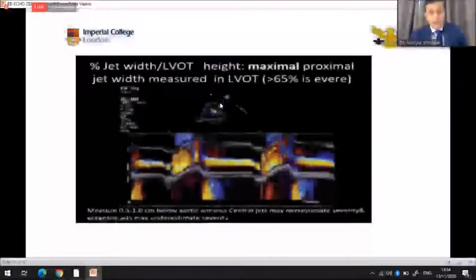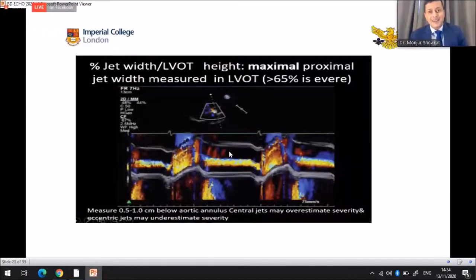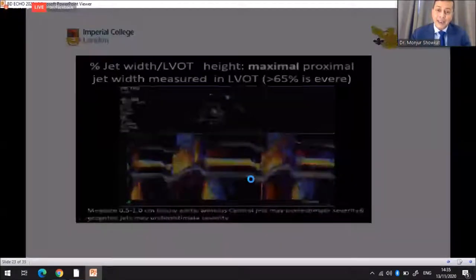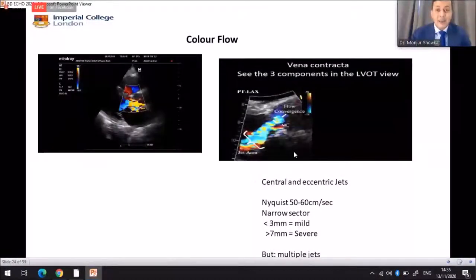And LV volume. So this is one of the slides. Lots of people assess with M-mode and color M-mode, and what people think is that if the jet is less than 1/3 of the LVOT diameter width it is mild, and if it is more than 2/3, then it is severe. That's the problem: you overestimate the central jet and underestimate the eccentric jet. And this is the vena contracta.